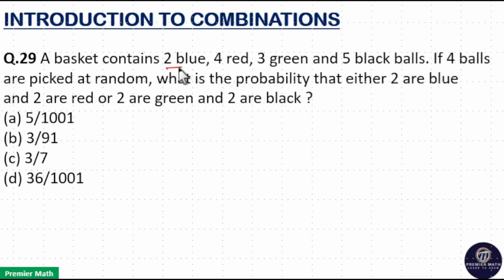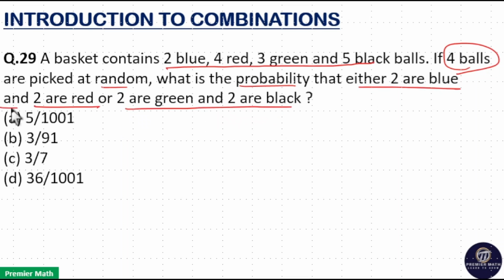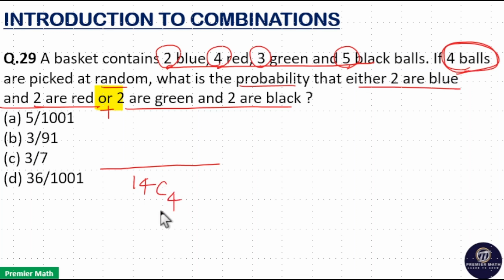A basket contains 2 blue, 4 red, 3 green and 5 black balls. If 4 balls are picked at random, what is the probability that either 2 are blue and 2 are red, or 2 are green and 2 are black? Here we have OR, so add a plus between the events. Now probability of total outcome. Total number of balls is 2 plus 4, 6, 6 plus 3, 9, 9 plus 5, 14. So there are 14 balls. Out of this, we should select 4 balls. So 14C4 is the total outcome.